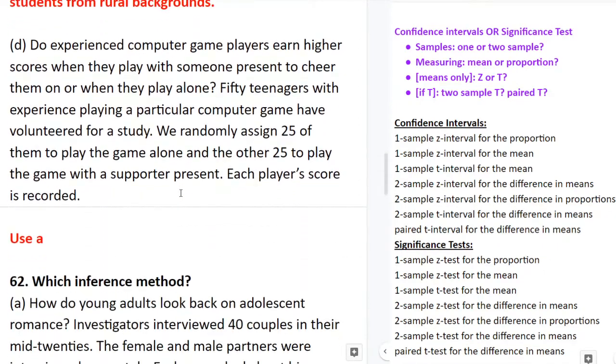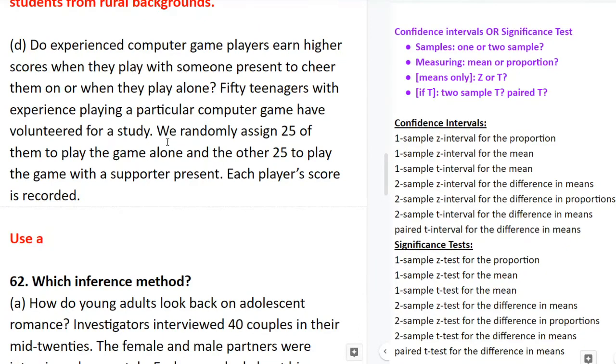So for D, go ahead and pause. For this example, as soon as you see that they are assigned to two different groups and it's a study, you pretty much are going to know it's a t-test, because there's no way really for us to know about population standard deviation in this case, especially if we're applying a treatment to one of these groups, which is someone's cheering them on versus them playing alone. So in this case, we're going to use a two-sample t-test to look for a difference.